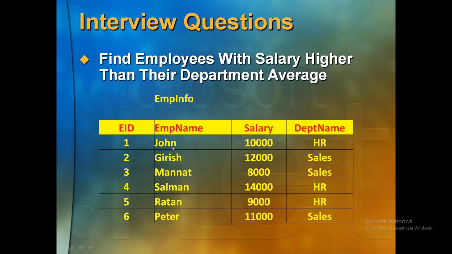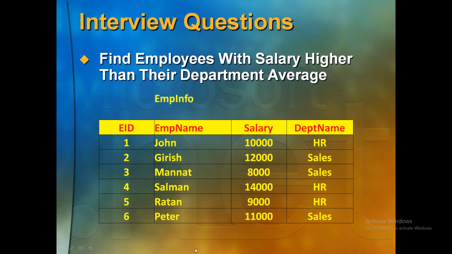For example, John belongs to HR, Salman belongs to HR, Ratan belongs to HR. Now you need to find out the department-wise average salary. Two departments are available: one is sales, the second one is HR. So I wanted to find out by grouping by department the average salary. That is the first query. But I don't need just the department-wise salary, right?